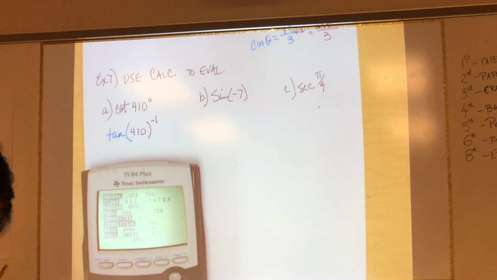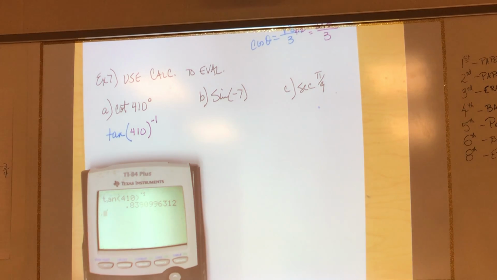I'm going to make sure I'm in degrees, and then I'm going to press tangent. I'm using the reciprocal function, so I'll have to use that reciprocal button. 410, close the parentheses. When you're looking for a side, the reciprocal button goes on the outside. If I were looking for an angle, it would say second and tangent, and then my x to the minus 1 would go on the inside. We don't have any of those.